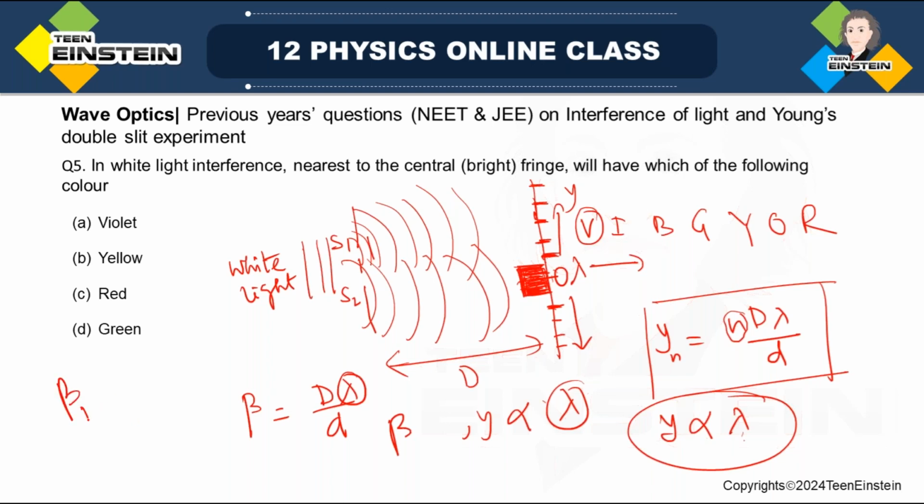The least fringe width will be for violet color, and the position also will be minimum. That means it will be nearby, just near or nearest to the central point.